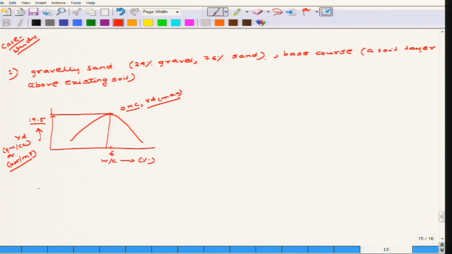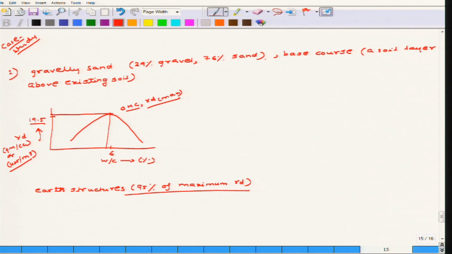Here you have to know that the left side and right side of OMC are very important, because in most earth structures, like embankments or footings, they generally go for 95% of maximum gamma d. This is a common practice that is mostly used. In other cases you can also go for dry of optimum.